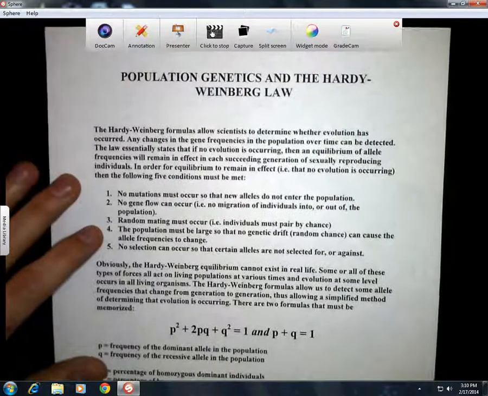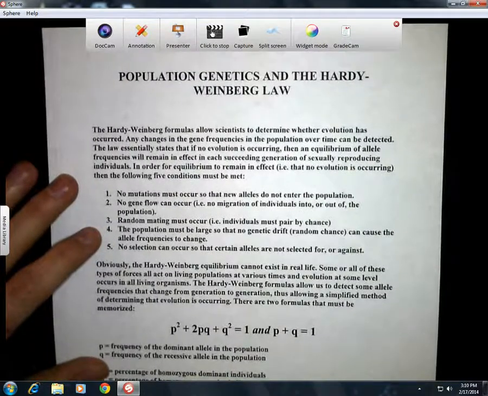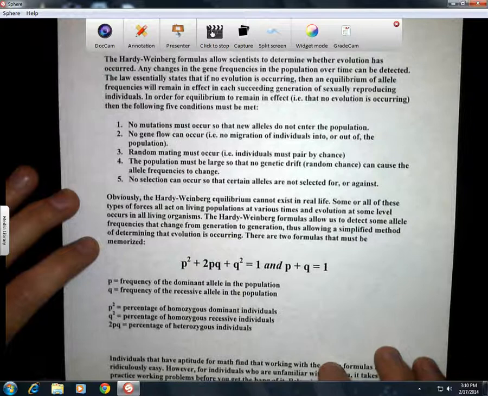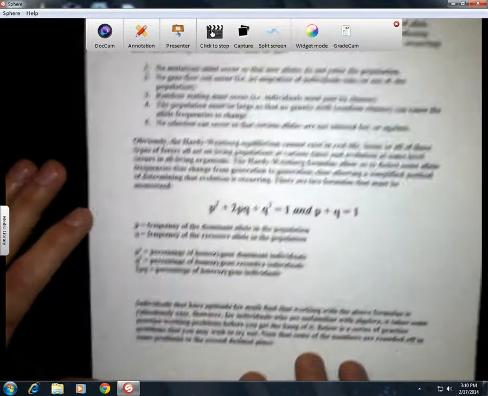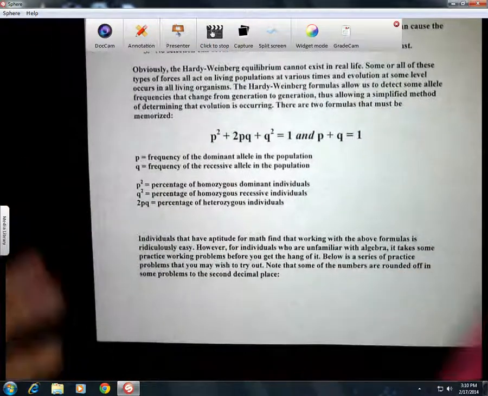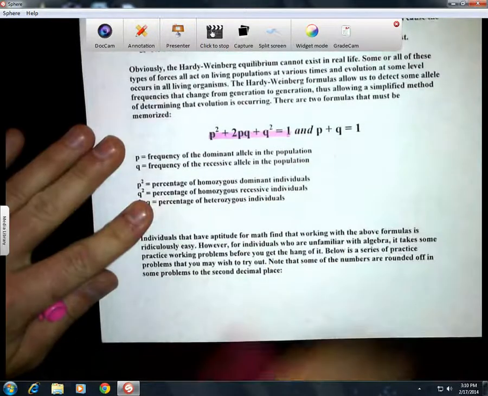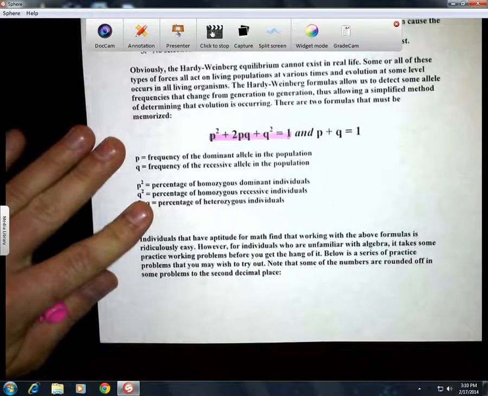Alright, so what we're going to work on today is population genetics by Hardy-Weinberg. We're going to be looking at this paper, which you should be able to find on my website. We're going to mainly be looking at this equation here, the Hardy-Weinberg, p squared plus 2pq plus q squared equals 1, and then you always know that p plus q equals 1 as well.